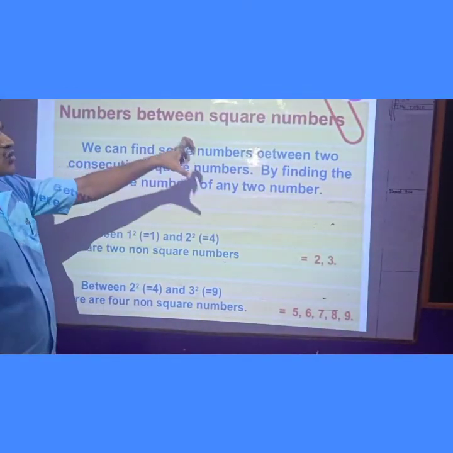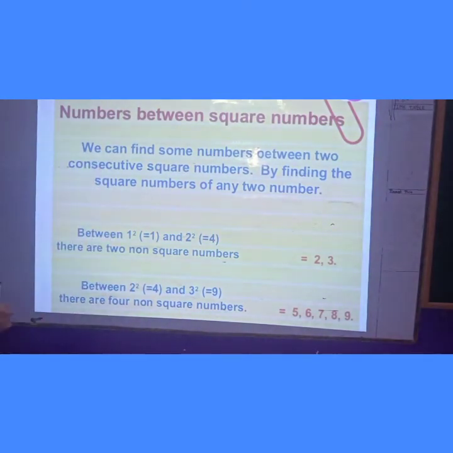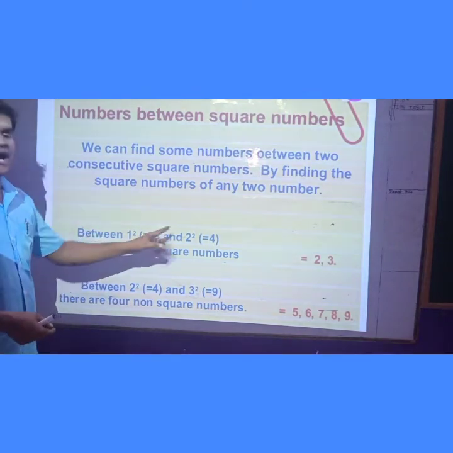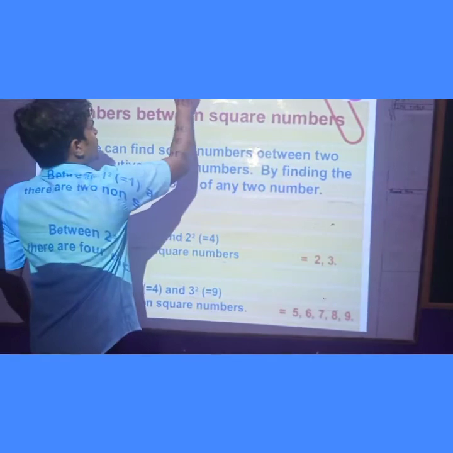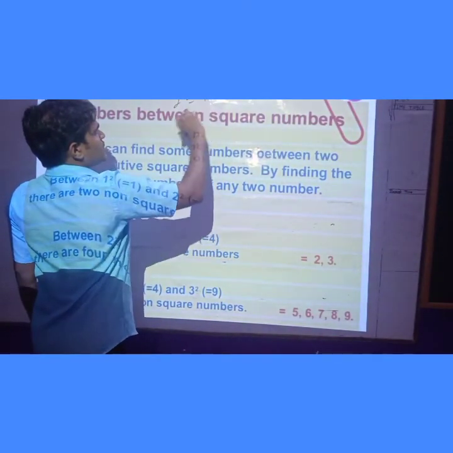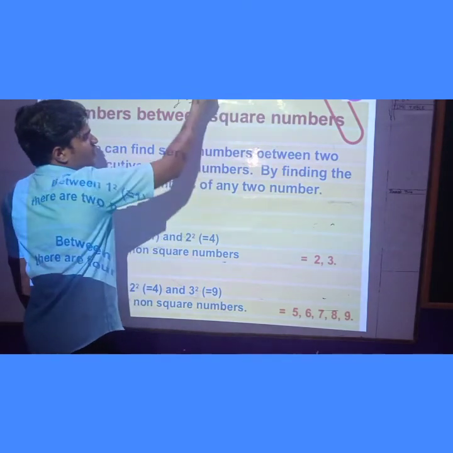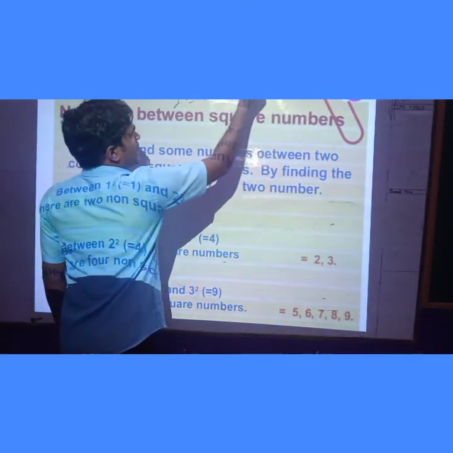Numbers between square numbers. Okay. We can find some numbers between two consecutive square numbers by finding the squares of the two numbers. Suppose that we have to find the numbers between the squares of 1 and 2. So first we find the square of 1, that is 1, and the square of 2, that is 4. So which numbers lie between 1 and 4? Between 1 and 4 there are 2 and 3.